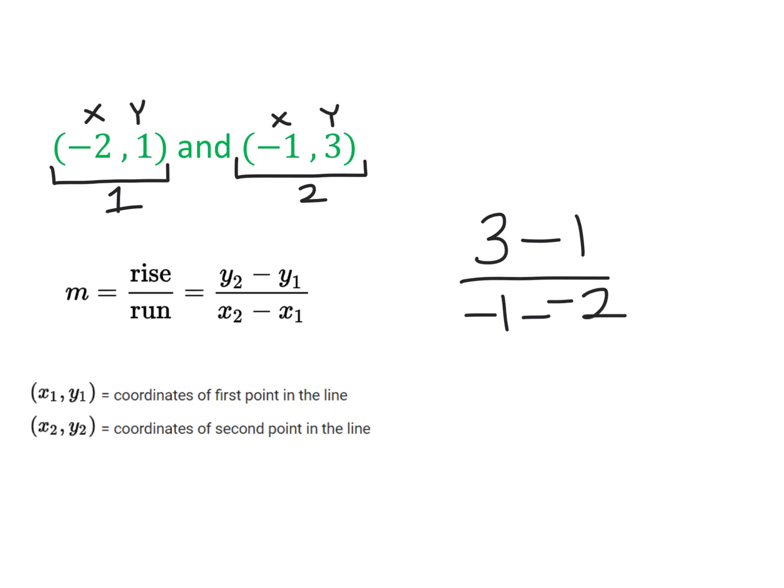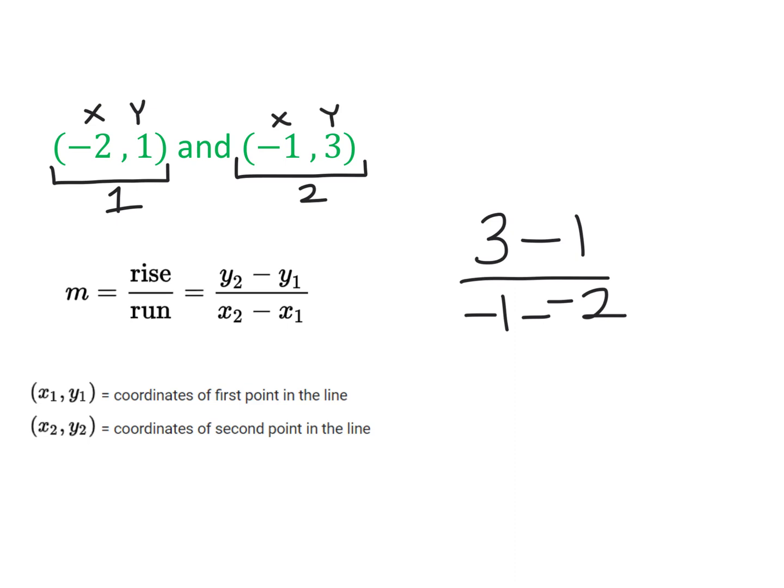Now, there are 3 ways that people mess slope up. The first way, which is the most common way, is they put the x's on top. And the reason they're doing that is because when you plot an ordered pair, you always start with x. But with slope, you always start with y. So make sure you keep the y's on top.